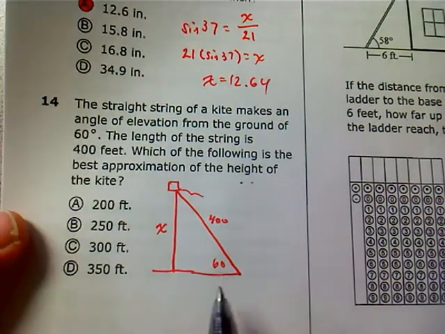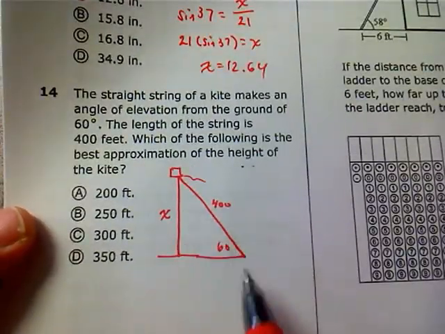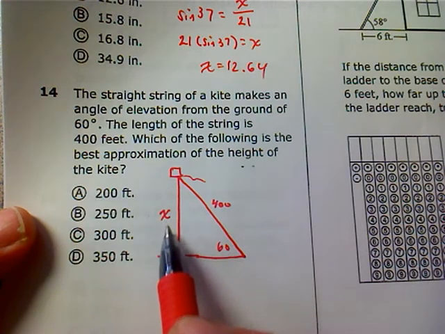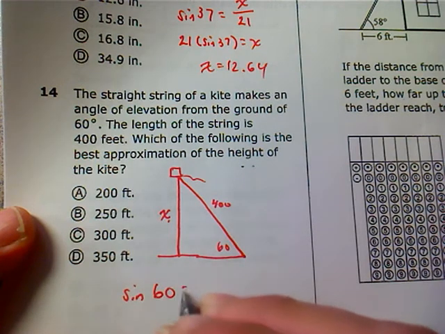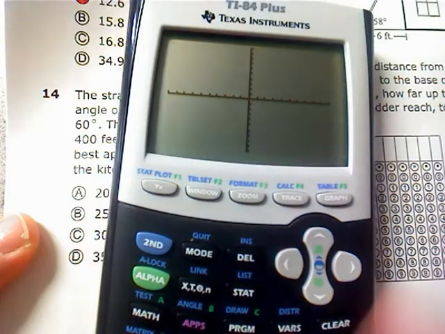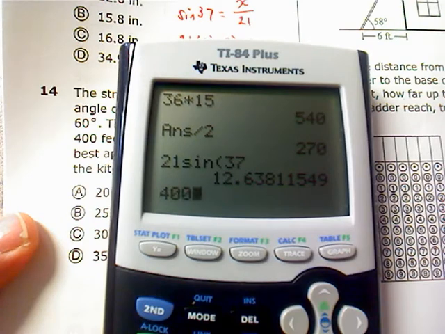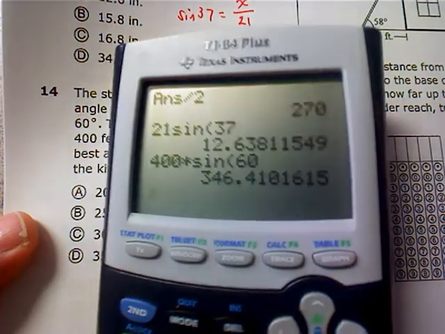So we could use the 30, 60, 90 idea, but I'm going to go ahead and work it as a trig function. And we see this is going to be the sine, opposite over hypotenuse. So the sine of 60 is opposite over hypotenuse. Or multiplying both sides by 400, I get this. So 400 times the sine of 60 gives me approximately 350 feet.